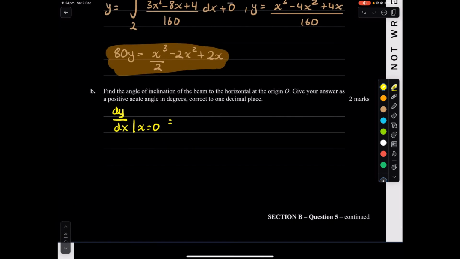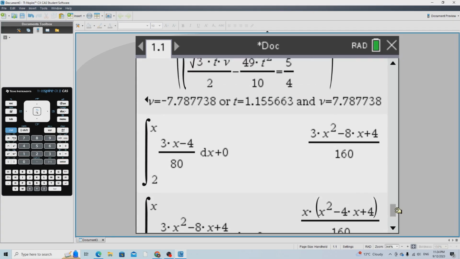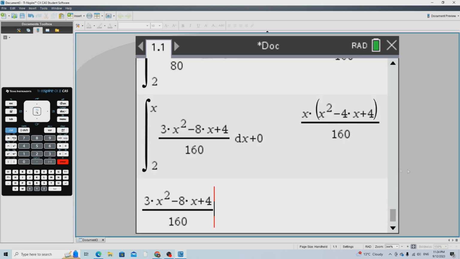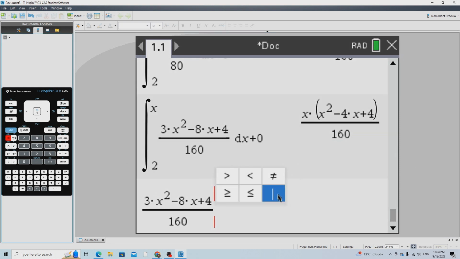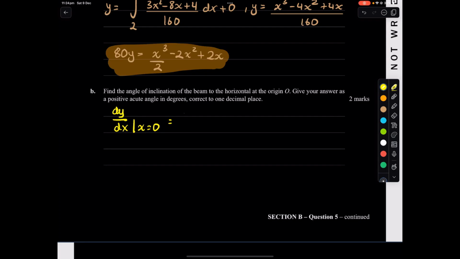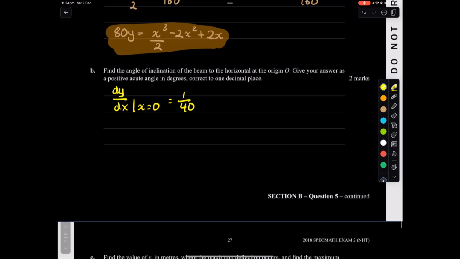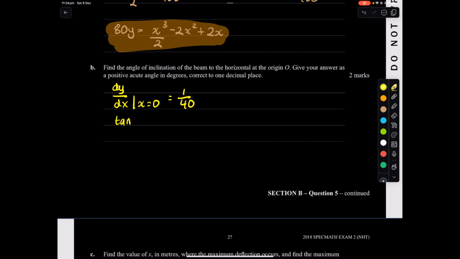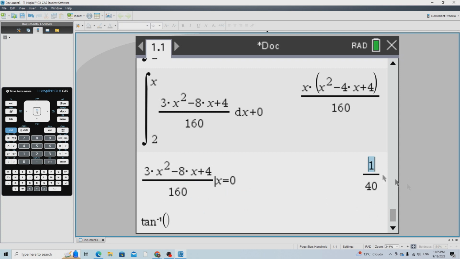Let's use our calculator. So what is our dy/dx? Our dy/dx is this, and what is it when x is equal to 0? We get 1 over 40. Let's write that down. And we want to find the angle of the inclination, which is going to be the tan inverse of 1 over 40. That is going to give us our angle. Hence our angle is what? Tan inverse of 1 over 40.